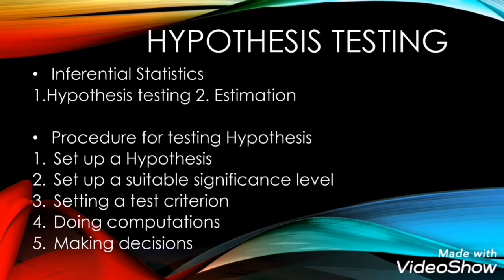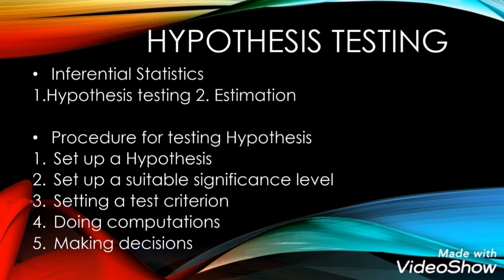And the second type of problem dealt with by inferential statistics is estimation. Estimation is calculating, that is, estimating the unknown population parameter from the sample statistics. Here the sample is drawn from this parent population.